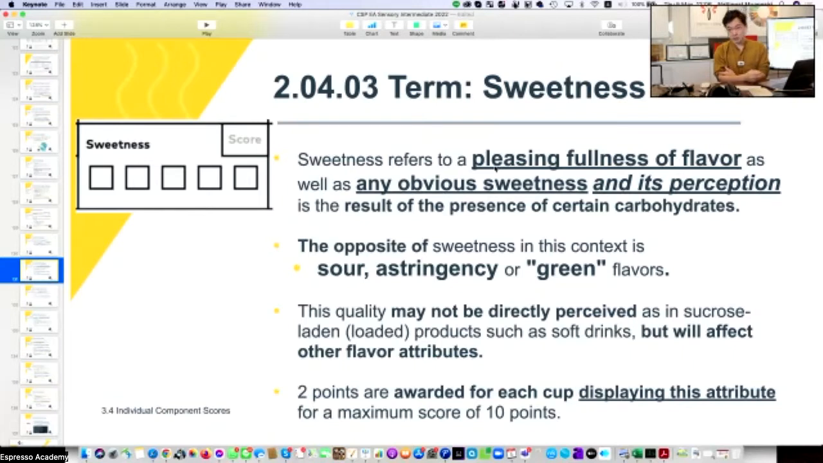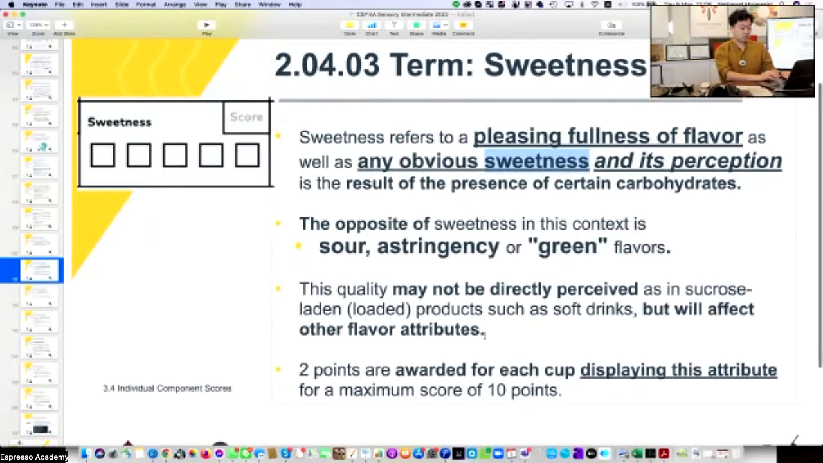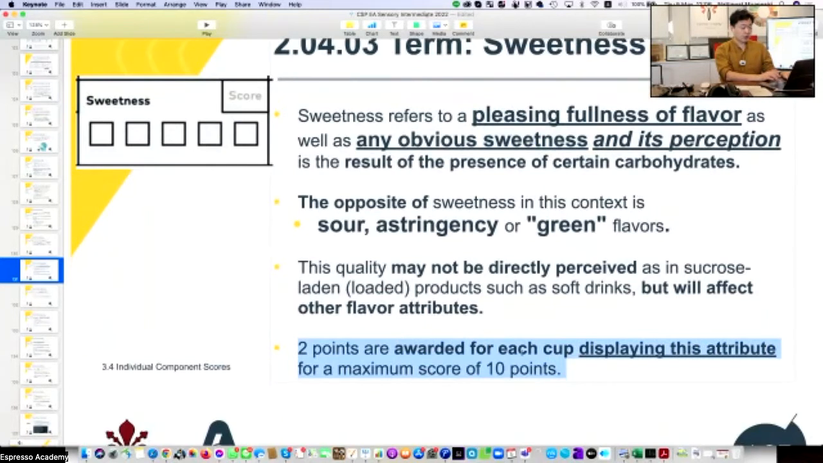Usually on this box, you would get a 10. There's usually nothing wrong with the coffee. You get a 10 anyway. Here, they said 2-point award for each cup displaying this attribute, a maximum score of 10. Some people ask, how do I mark it? Do I have to tick all five of them? It's like, no. You can tick them if something is wrong with it, or you could just, you have to talk.